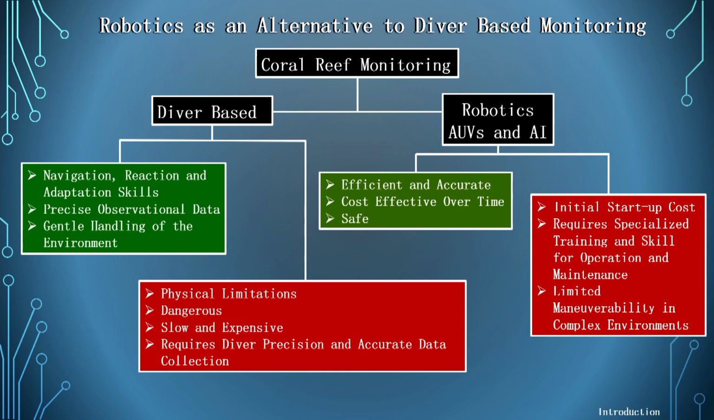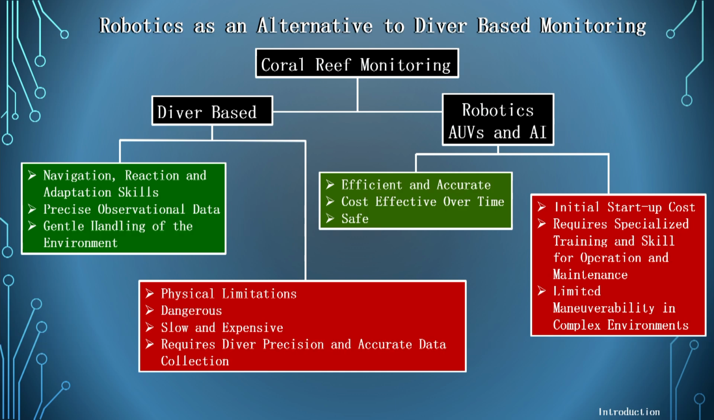There are some pros and cons of this. Divers can readily change objectives and direction based on changes in their environment. They take precise, very focused observational data, and when they're in sensitive habitats, there's gentle and sensitive handling of the environment. On the other side, there are physical limitations with divers surveying. The most obvious ones are depth and time. Scuba diving is a dangerous thing to do, especially in exposed deep areas. It's slow, it's expensive, and there's some subjectivity involved in data taken by human divers, and human error.